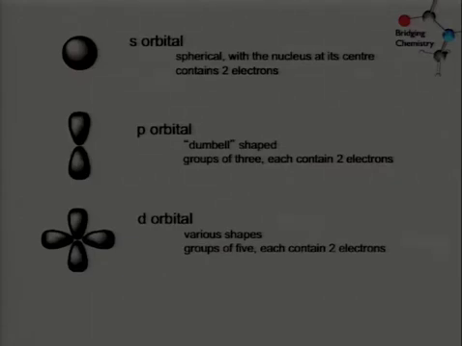Right? So s orbitals come by themselves. And so you can put 2 electrons into each s orbital. P orbitals come in groups of 3. And so in total you can put 6 electrons into a group of p orbitals. D orbitals come in groups of 5. And so in total you can put 10 electrons into a group of d orbitals. Each individual orbital only ever has 2 electrons in it. Yeah?